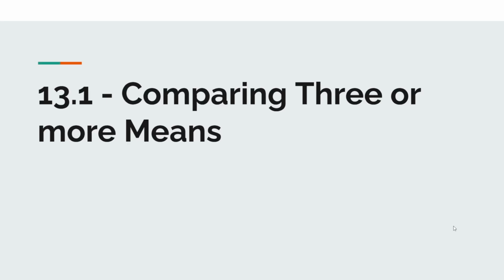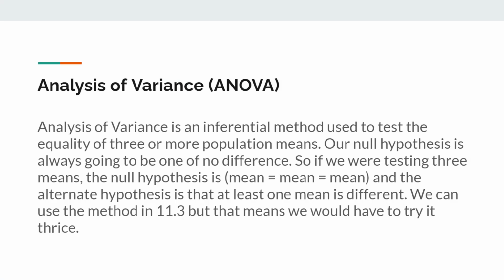Comparing three or more means, we could use the mean test from before, but here we use something called ANOVA, which is analysis of variance. That's what it is. It's slightly more complicated. It's actually a lot more complicated, but we'll get into it here.